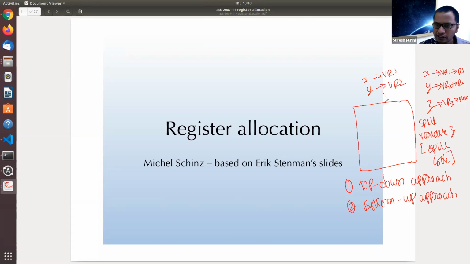So we start from the first instruction, instruction I1, and we have a free register pool available. Let's say initially there are three registers available, R1, R2, R3, this is the free register pool. When we start with instruction I1, we will be able to allocate registers from the free register pool to the virtual registers that are used in this instruction. And we keep going like that.